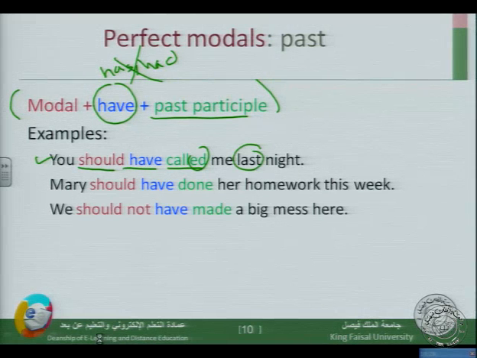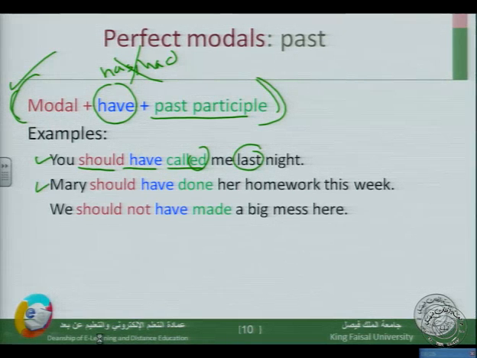Last night. If we don't use perfect modals, we are talking about the past. So if you want to use modals to express something that happened in the past, you should have the same structure like this one. So if you want to talk about the past, you should use this structure.